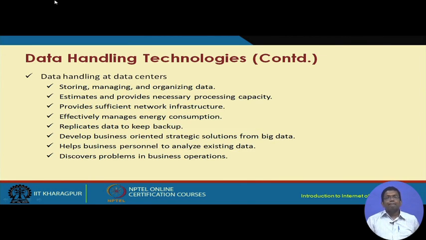Data centers basically concern storing a lot of data, managing the data, organizing the data. The data that exists in the data centers has to be replicated and backed up, and sufficient network infrastructure has to be provided in order to handle this data. These data can be analyzed in order to discover problems in the business operations.